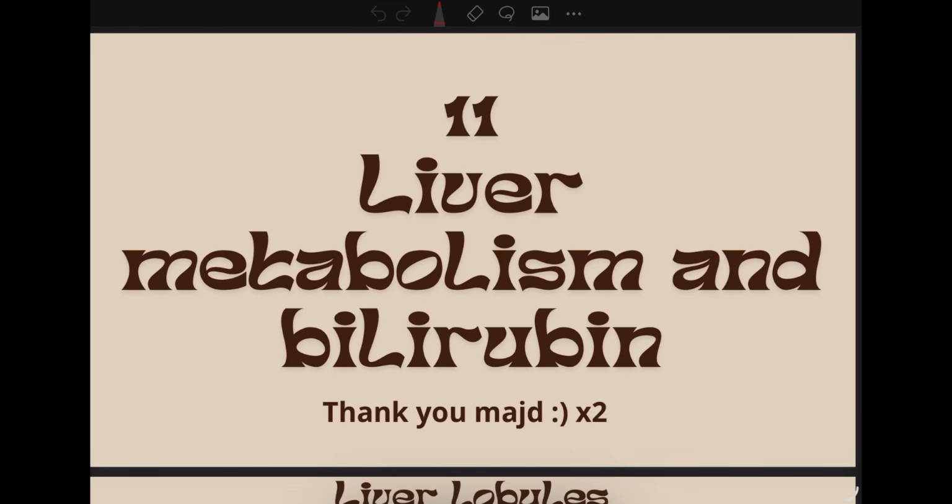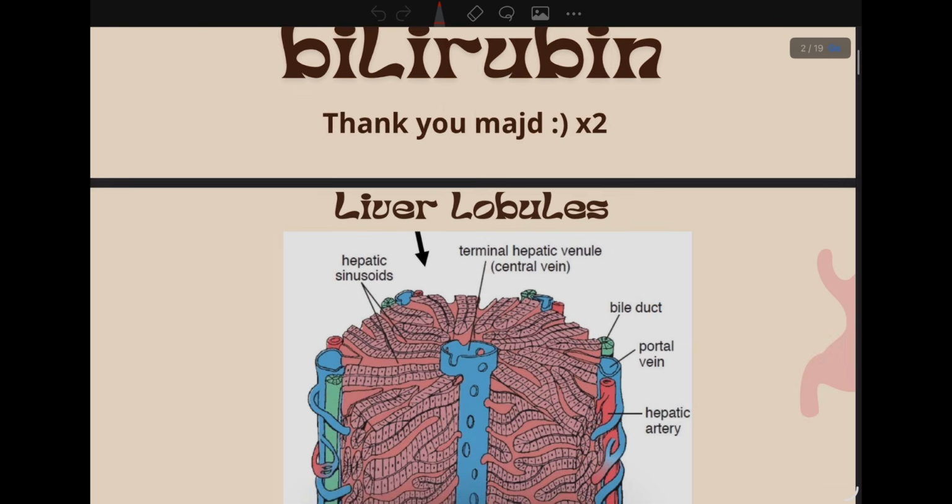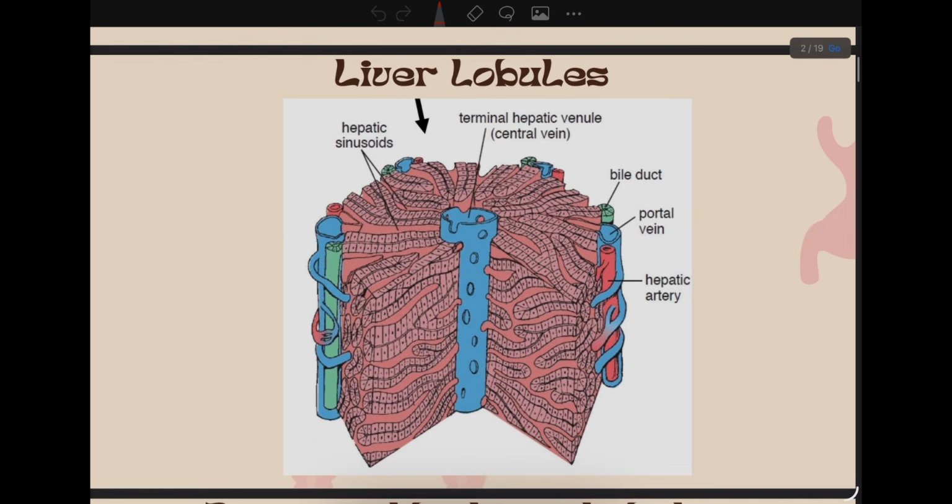Okay, so for the 11th lecture, we will be talking about the liver metabolism and bilirubin. Again, thank you, Majid, because he did the slides also. I want to start from here, which is a slide I took from Dr. Khalid for histology, because I want you to understand something. This is a liver lobule, which is made of a collection of liver cells that are oriented in some way. I don't want you to know from here except one thing.